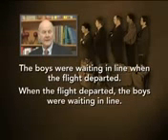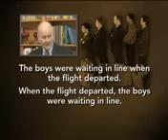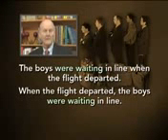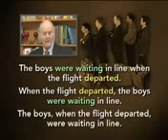Both sentences contain the same clauses. The boys were waiting in line when the flight departed. When the flight departed, the boys were waiting in line. Both sentences are correct. Each contains a past continuous verb form, were waiting, and each contains a past verb form, departed. Only the sequence of the clauses is different in each sentence. Sequence means order. Now, look at the third sentence. The boys, when the flight departed, were waiting in line.